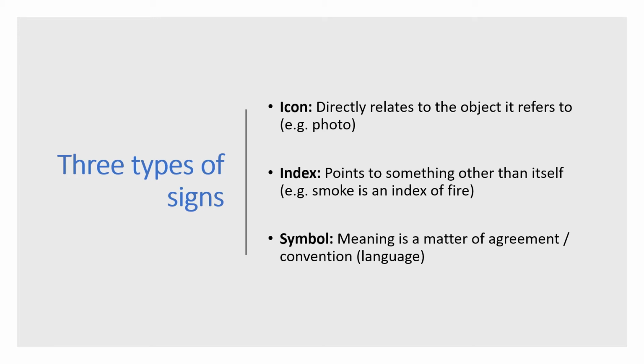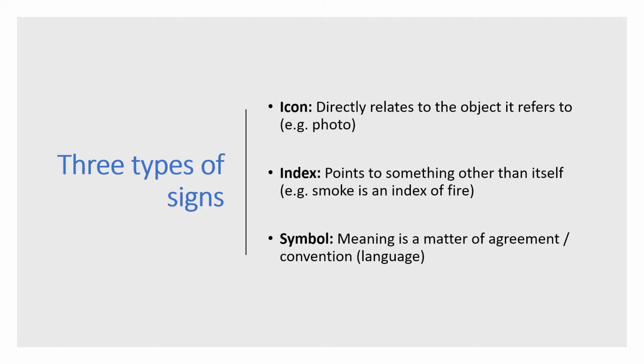Now, along that continuum from arbitrary to motivated signs, we can talk about three types of signs within that continuum. We can talk about signs as an icon, as an index, or as a symbol. An icon directly relates to the object to which it refers. The classic example of an icon is a photo. So our Drake photo is a literal representation of Drake.